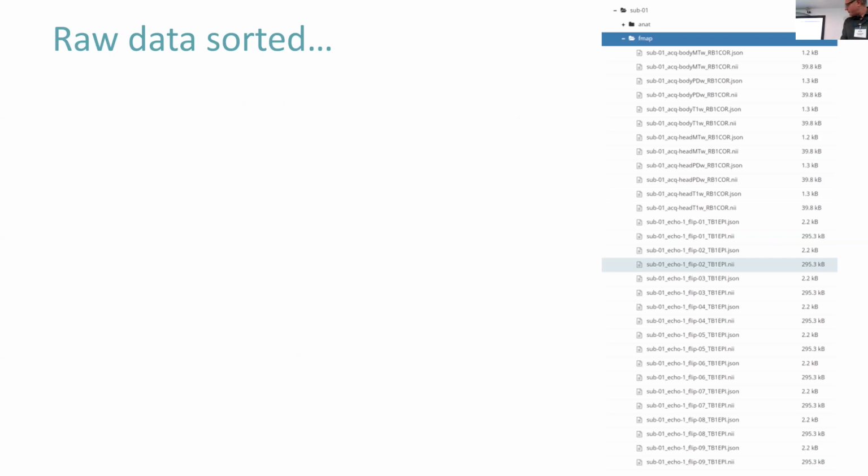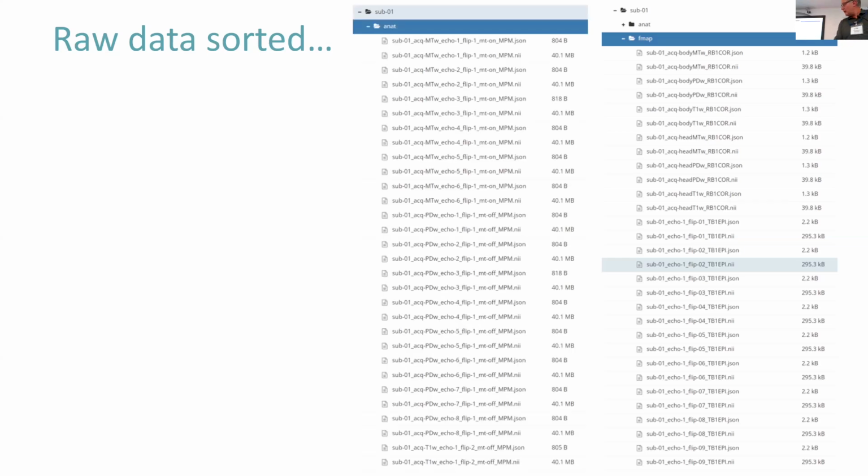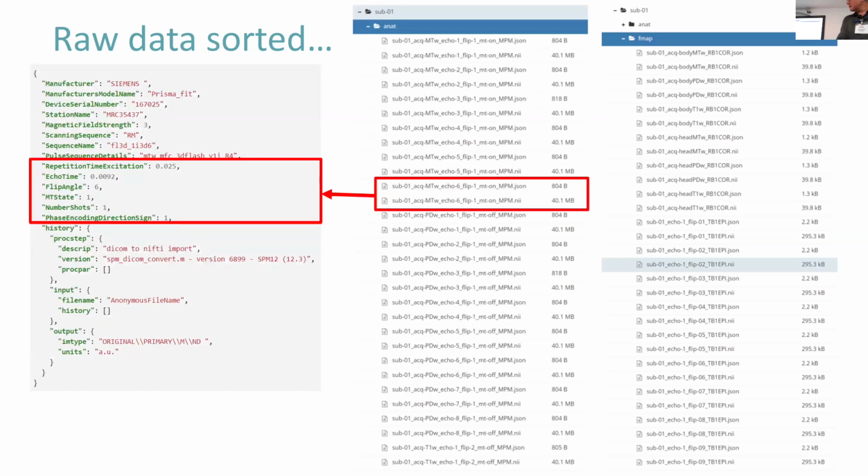So here you would have the data for one subject, that's the field maps, that's echo 1, flip number 2 for the transmit V1 EPI volume, and that would be the anatomical images. And then, for example, you can now more explicitly recover, or at least we have recovered and written down in an explicit way the TR value, which is like 25 milliseconds. The echo time is 9.2 milliseconds with a flip angle of 6 degrees.